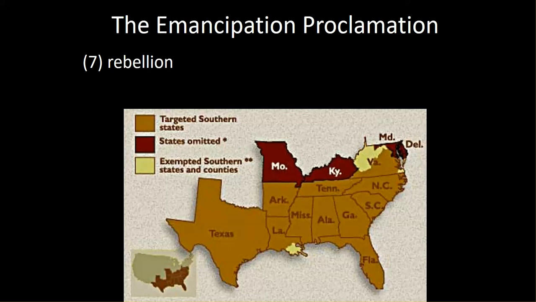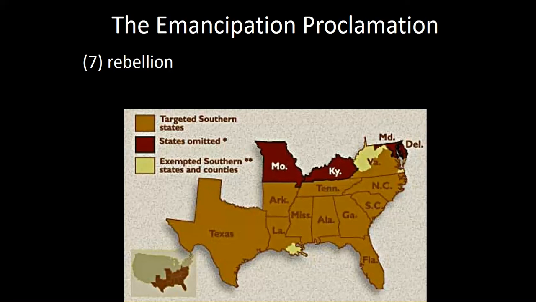So slaves in Missouri were not freed. Slaves in Kentucky, Maryland, Delaware, West Virginia, not freed by the Emancipation Proclamation. It is also not going to free any slave in those parts of the Confederacy that are already under Union control. So down here at the bottom of the map, southern Louisiana, thousands of slaves on those sugar plantations. Not a one of them freed by the Emancipation Proclamation. A good chunk of Tennessee is already occupied by the Union. They're not going to be freed either.